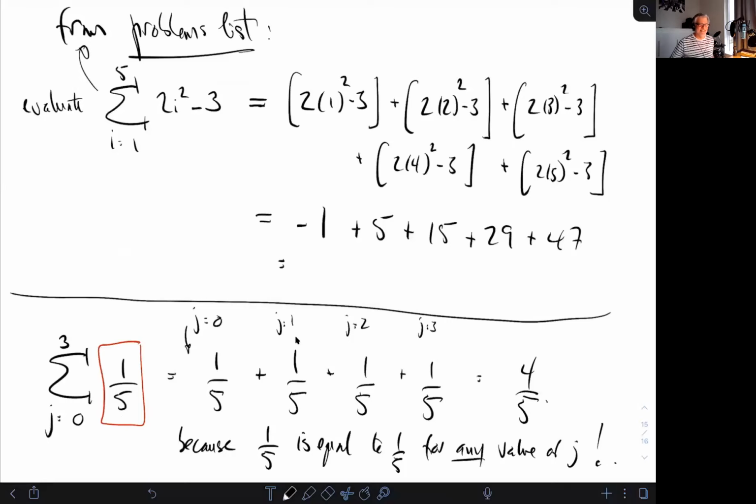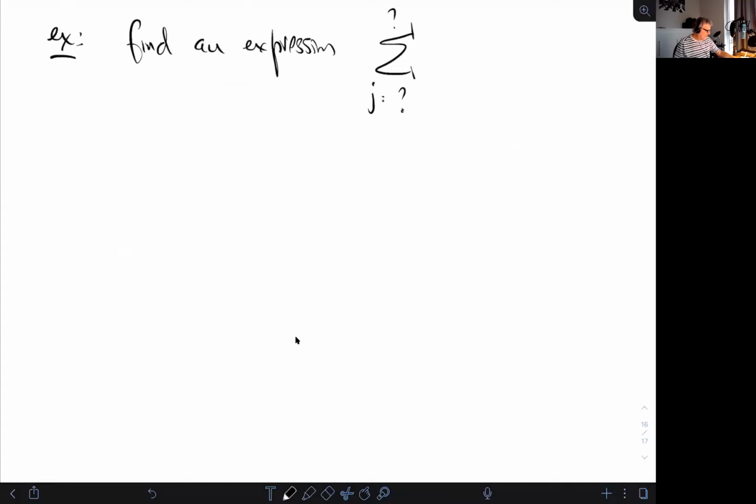Can we do the reverse one? The one you have to find. Yeah, these are the hardest ones. That's really by far the hardest one, the reverse ones. Yes. So here's an example. Find an expression: sum, let's say j equals something to something of something.